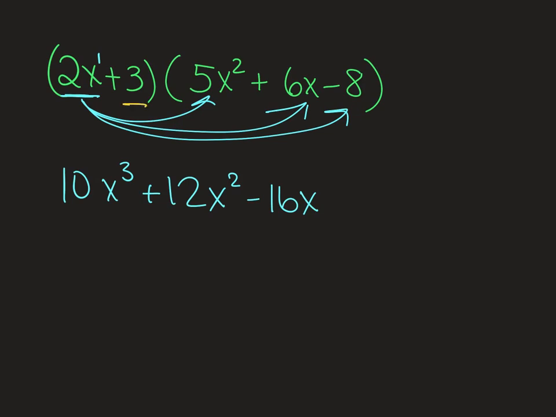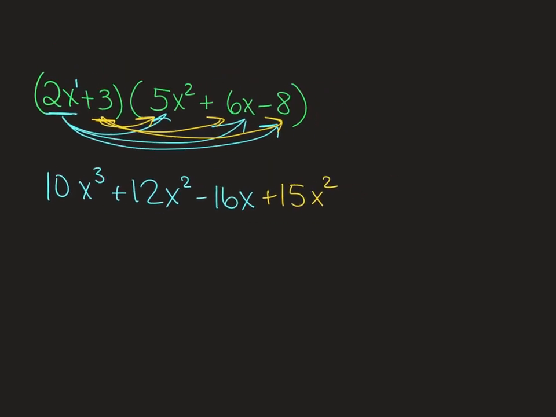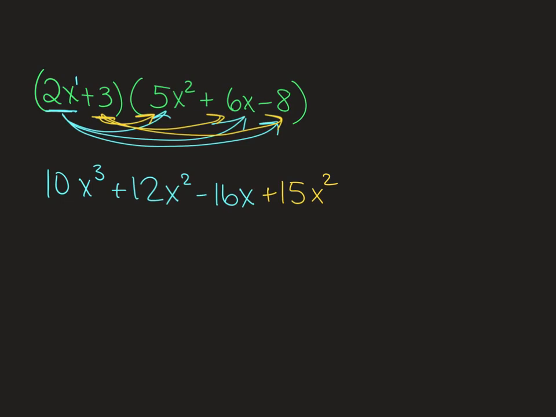Now I'm ready to do my 3. 3 times the first guy, 3 times the second guy, and 3 times the last guy. So I'm going to do, let's see, 3 times 5 is 15. I still have my x squared, nothing changed there. 3 times my 6x is a positive 18 with an x. 3 times negative 8 is a negative 24. So here's my numbers from the first you get a car. Here's my numbers from the second you get a car.